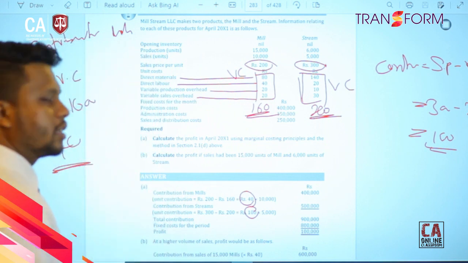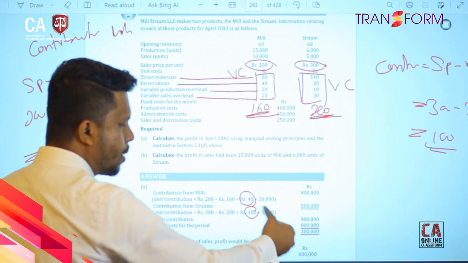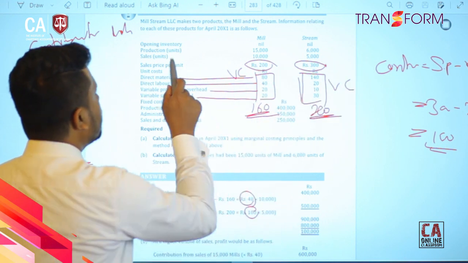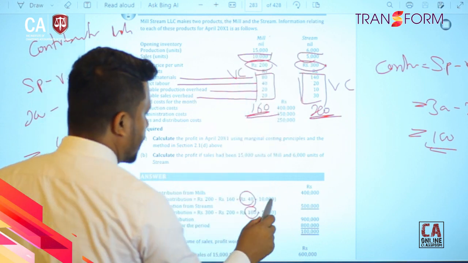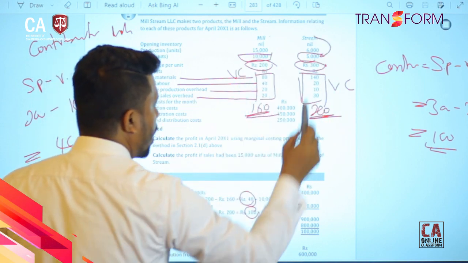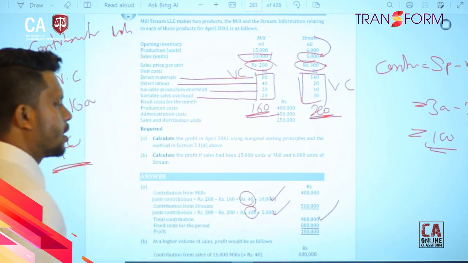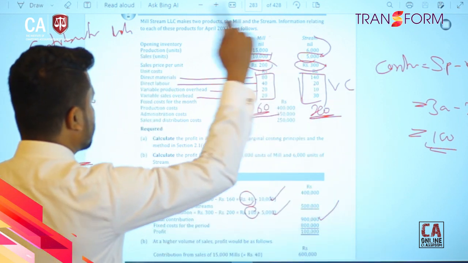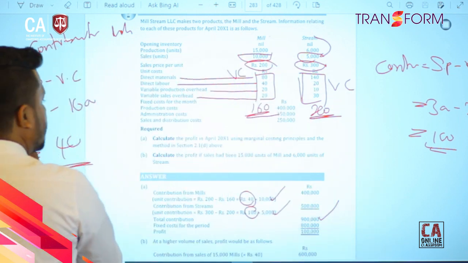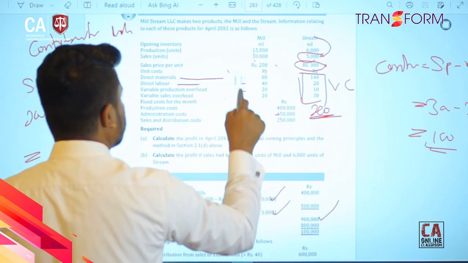If you want to calculate the total contribution, you need to multiply it by the number of selling units. Yes, you have the number of selling units here. Under mill you have 10,000, under steam you have 5,000. Altogether contribution is 900,000. So what is your fixed cost? Yes, your fixed cost. I can erase these things.